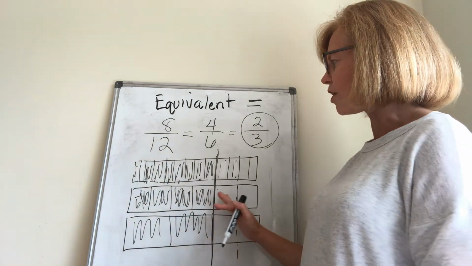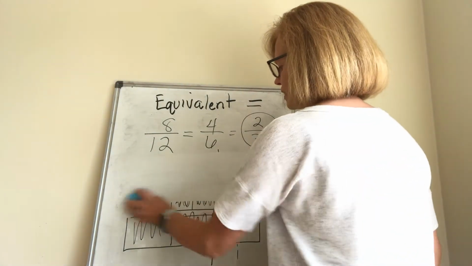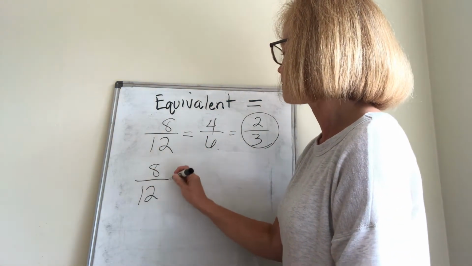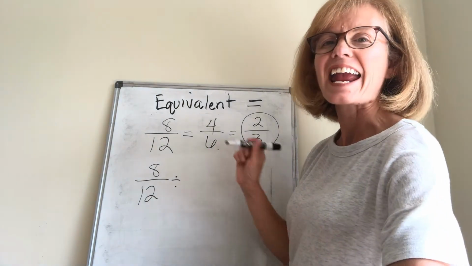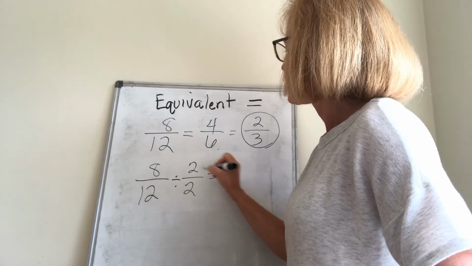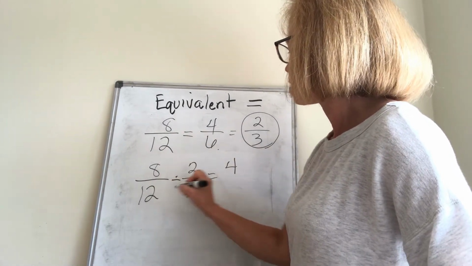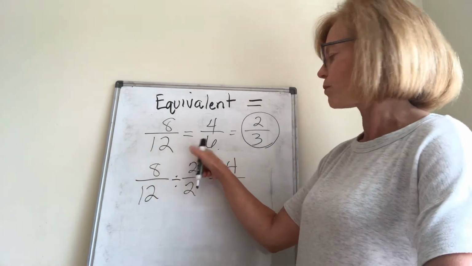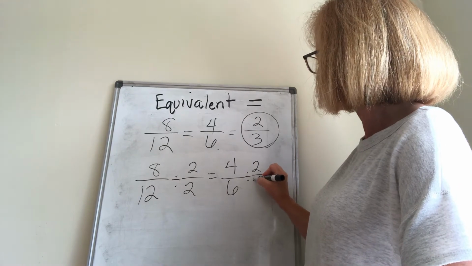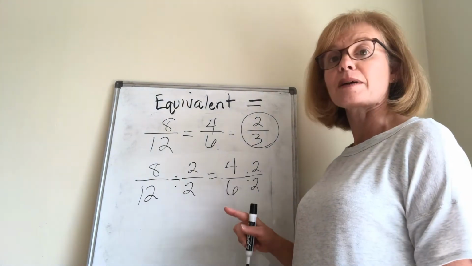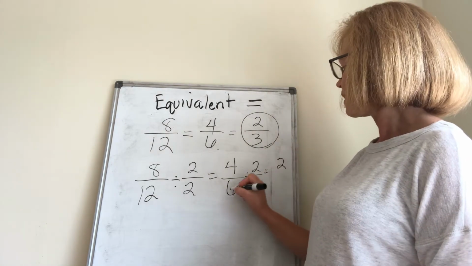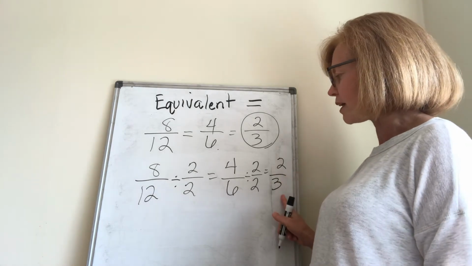You can see that they're all the same size, but what if we were just using division? How would we do this? Well, 8/12, if we divide both the numerator and the denominator by the same number, we're going to divide both by 2. 8 divided by 2 is 4. 12 divided by 2 is 6. That's how we got 4/6. But notice that I can divide both of these numbers, 4 and 6, by 2 again. 4 divided by 2 is 2, and 6 divided by 2 is 3.